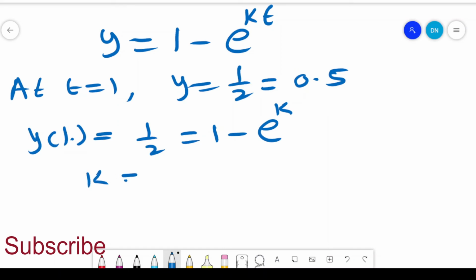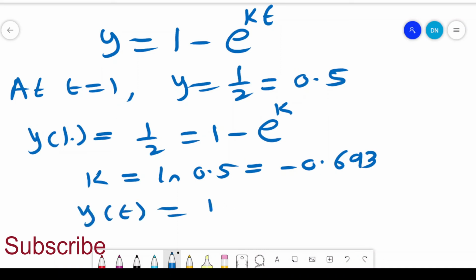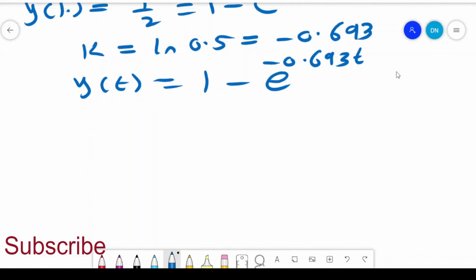k will be equal to ln(0.5), which is equal to negative 0.693. Therefore, y(t) is equal to 1 minus e raised to the power minus 0.693t. So the question that remains: how many will have heard about the product at time t equal to 2, which is 2 years?